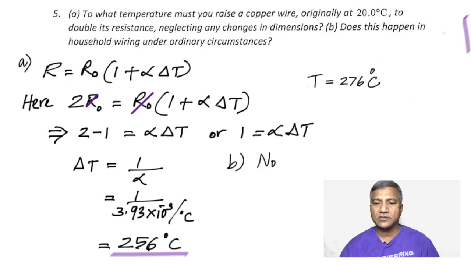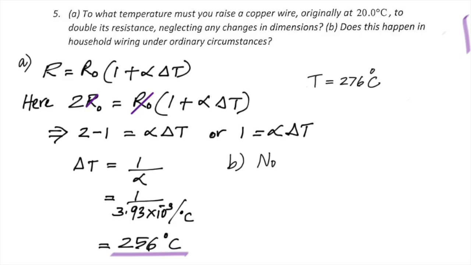But the question asks us to find the actual temperature. So since we started at 20 degrees Celsius and the temperature must be increased by 256, the actual temperature would be 276 degrees Celsius. And for the second part, the B part, does this happen in normal household wiring? No, the temperature is that high, it would not get to that temperature, right?